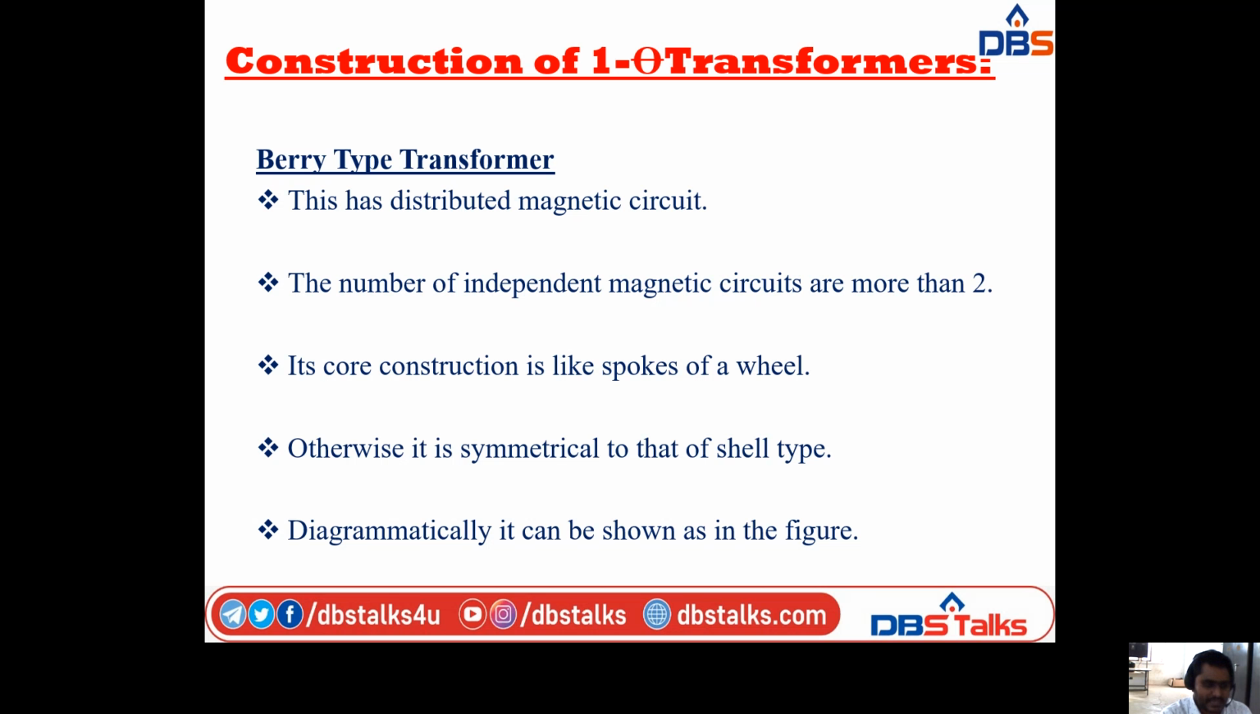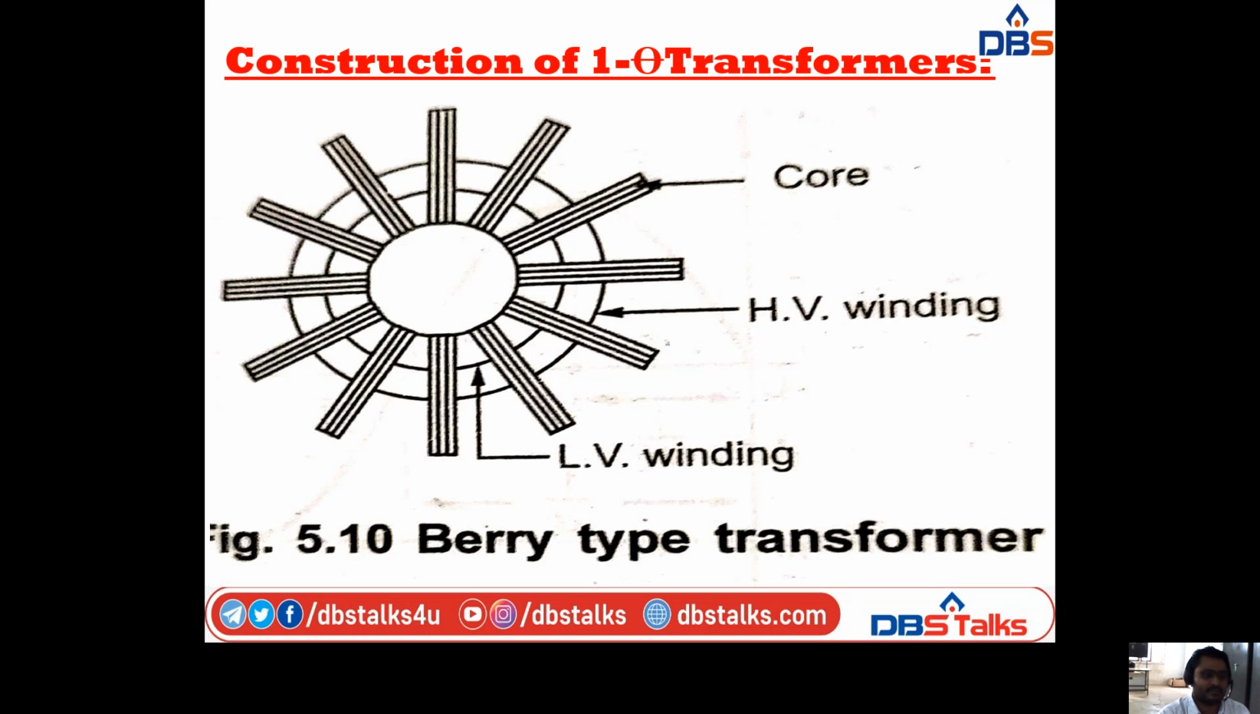Next, the diagram. So this is the Berry type transformer. See this one, it looks like the spokes of a wheel. It consists of this core and it consists of LV and HV windings.